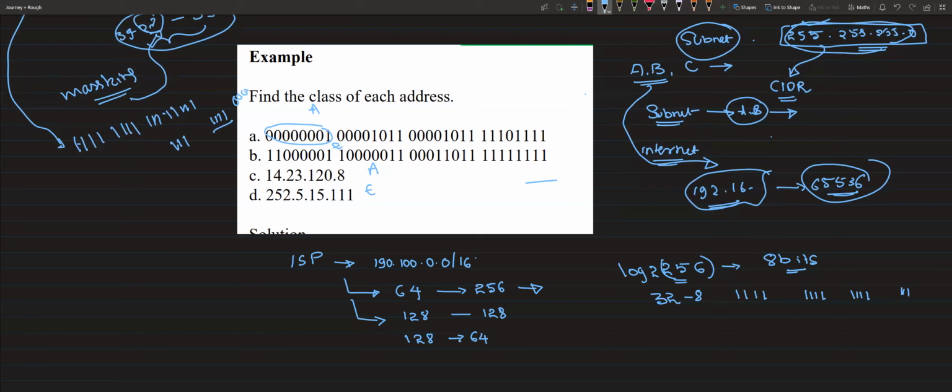In this way, the first customer we will assign 190.100.0.0 with a subnet mask of 24. Then addresses go 0, 1, 2, 3, and so on, up to 255, since each customer requires 256 addresses. The next customer will be 1, 2, 3, like that, up to 64 customers.